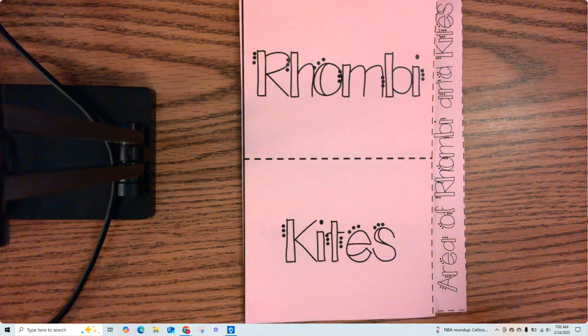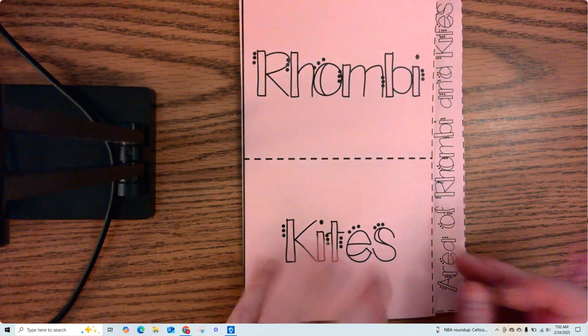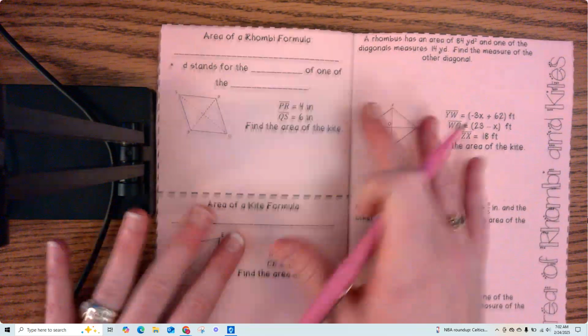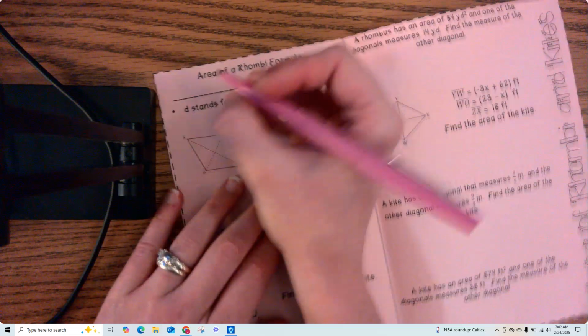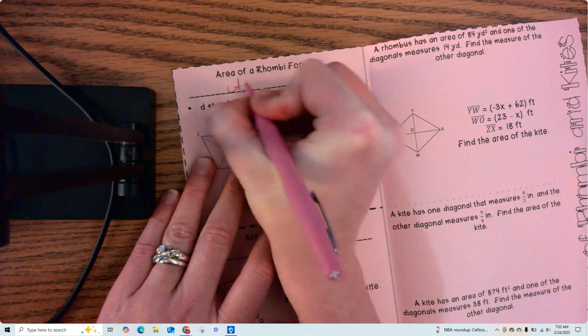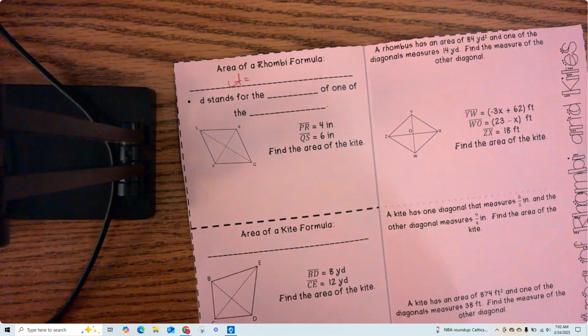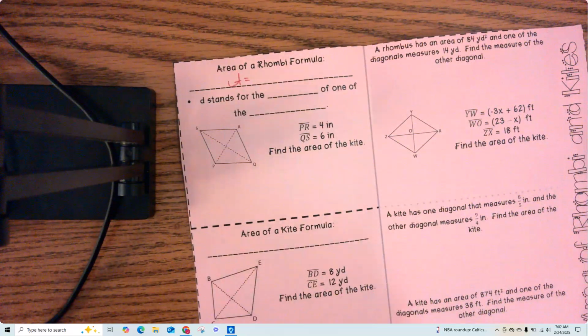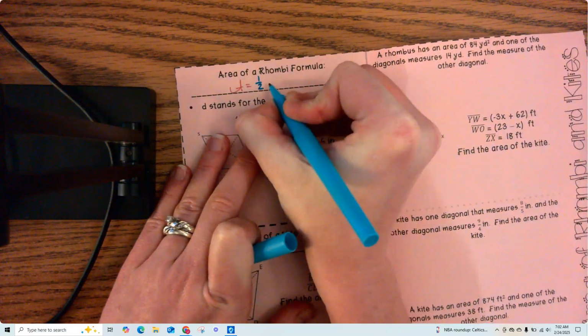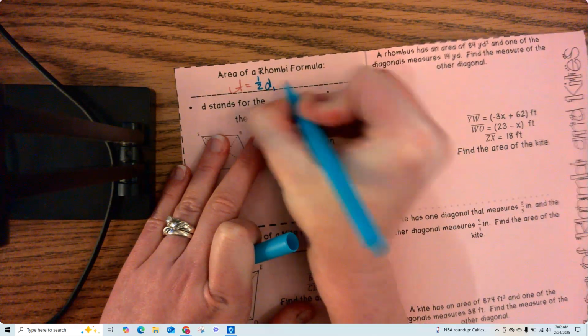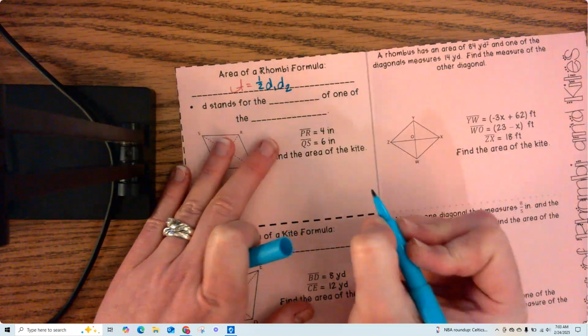This video is for the area of rhombi and kites notes. So we're going to start with a rhombus. The area of a rhombus is A equals 1/2 of diagonal 1 times diagonal 2.